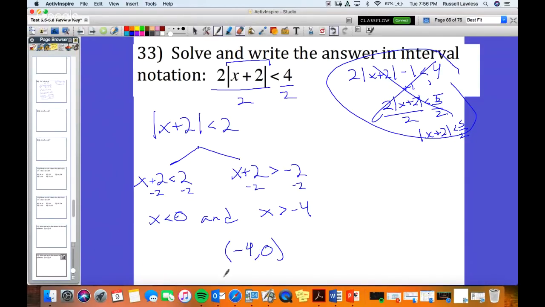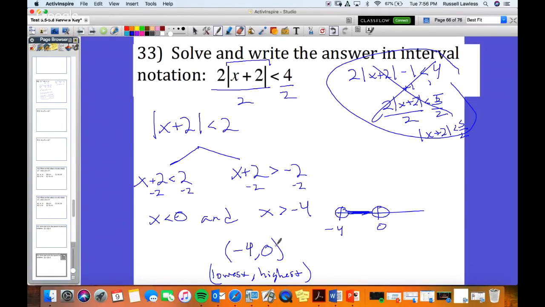Because interval notation is the lowest value to the highest value. One thing to look at if you're going to graph it: if you had 0 here and -4, you know x is going to be greater than, so that would be greater than. And then 0 is less than. So it's just in between those two values, and that's how you solve for absolute value.